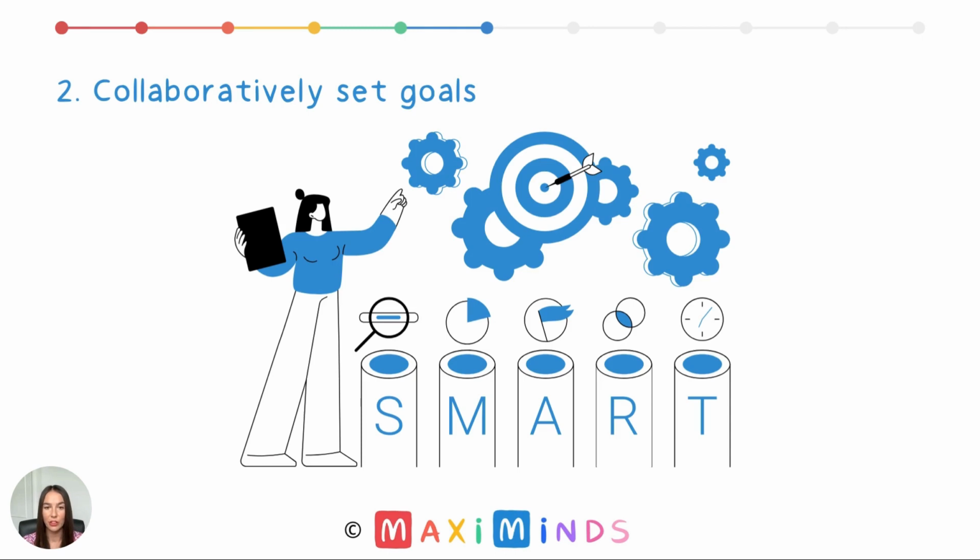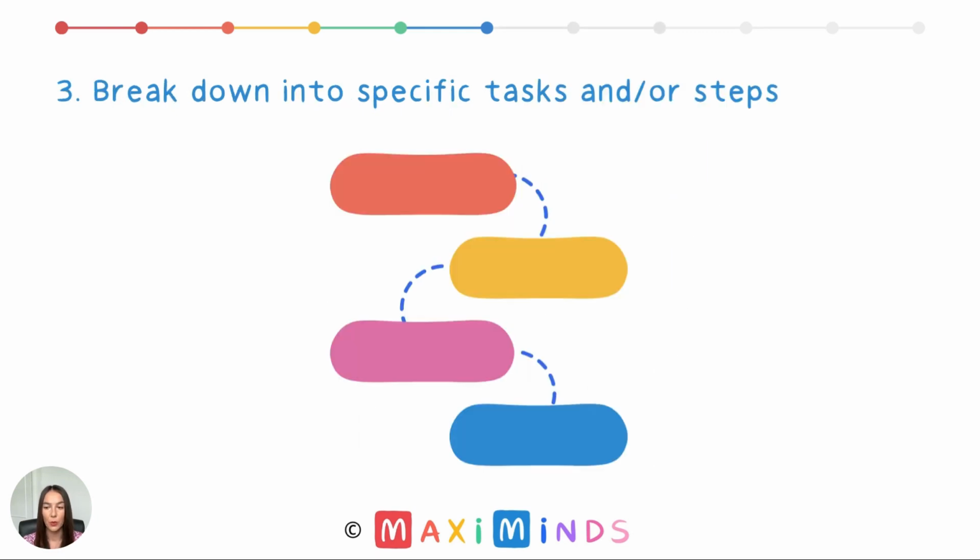Once you're aware of the outcomes and you've communicated those, collaboratively set goals. So these can be behavioural and/or academic, and SMART goals is the preferred method, and these are specific, measurable, achievable, realistic, and timely. Once you've understood together what the goals are, then it's about helping to break them down to specific tasks and/or steps.